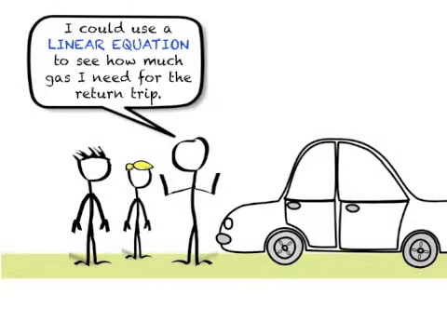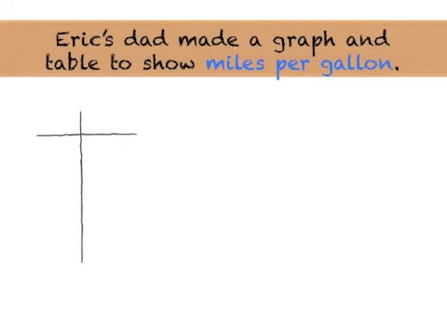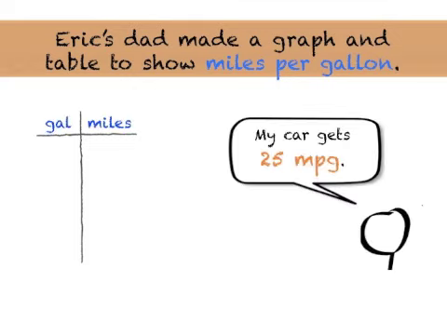You may remember last time, Eric's father wanted to use a linear equation to see how much gas he would need for the return trip. His car gets 25 miles per gallon, and he needs to make a table and graph. First, he makes the table. His two variables will be gallons and miles. He gets 25 miles per gallon, which means for 1 gallon, he can go 25 miles.